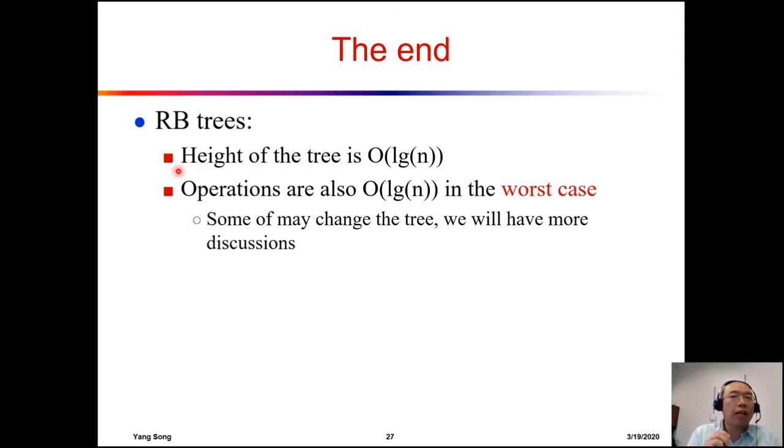If we have a binary search tree with a height guaranteed to be O(log n), then a lot of operations can be done in O(log n) time, and this is what we love. So even in the worst case, those operations can be done in O(log n) time. And remember, some of them may change the tree, and then we have to fix the tree. However, it's guaranteed they can be done in O(log n) time. So this is the end of today's lecture, and I will see you later.